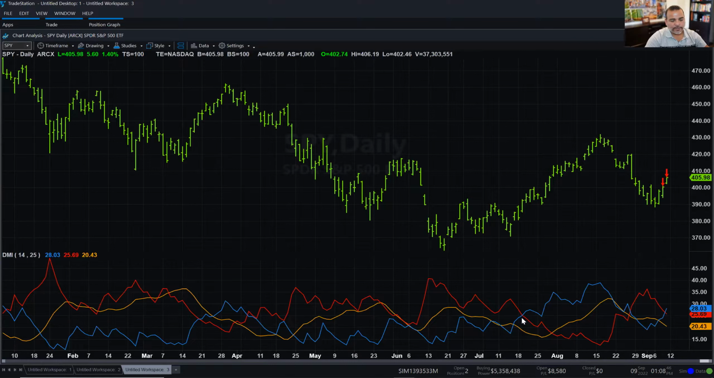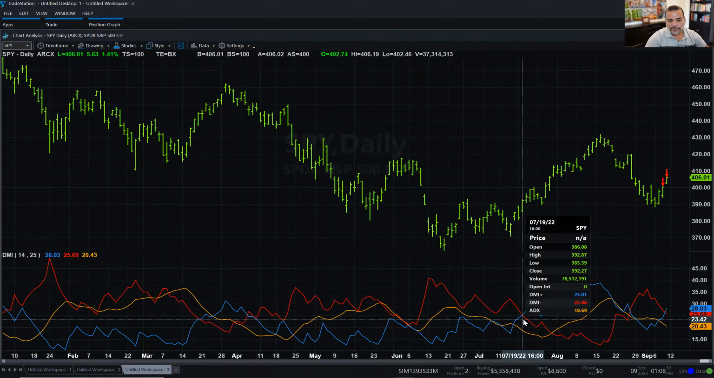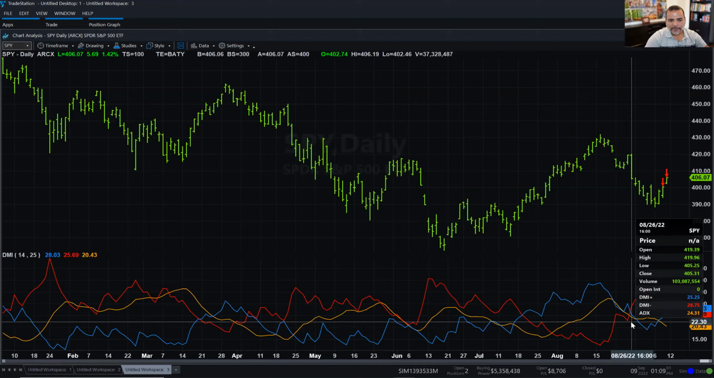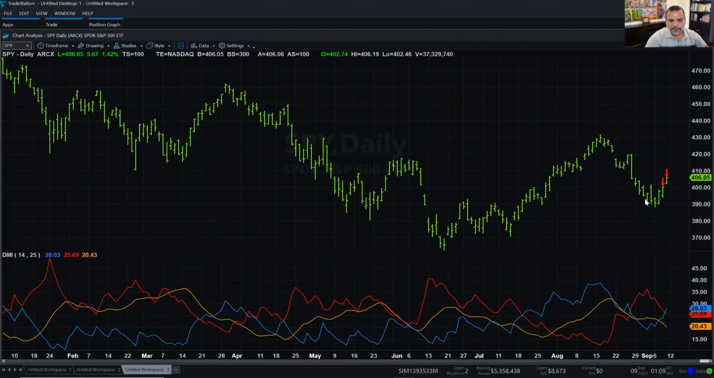It went from the red being at the top for the blue to cross over. This would have been a bullish signal. And notice that correlates with this uptrend. And now see how the negative is on top. It correlates here with this turning point for the SPY.